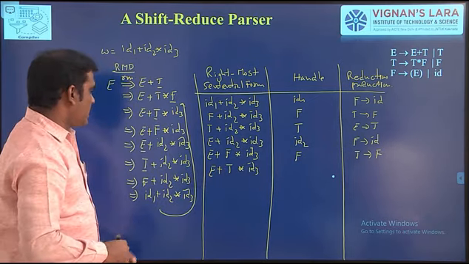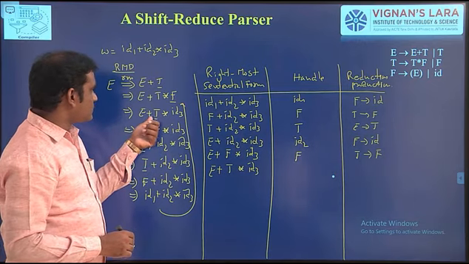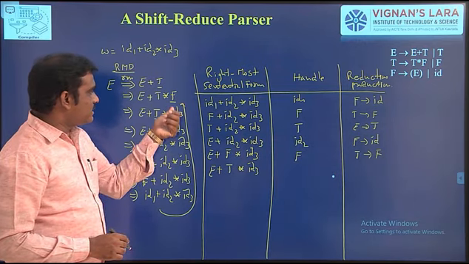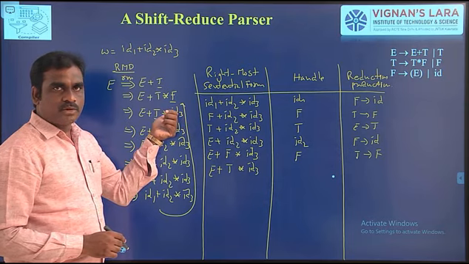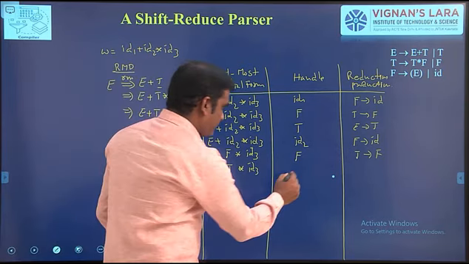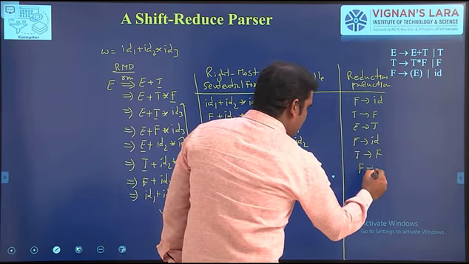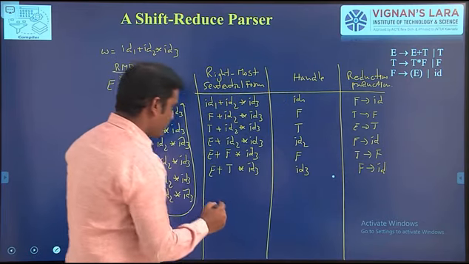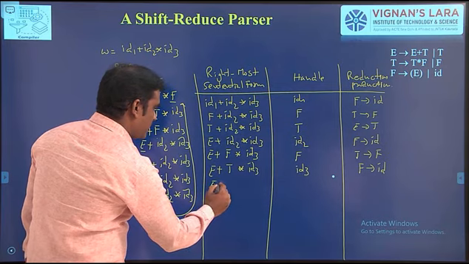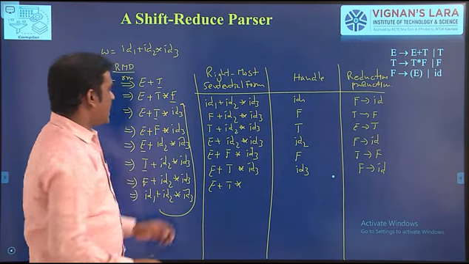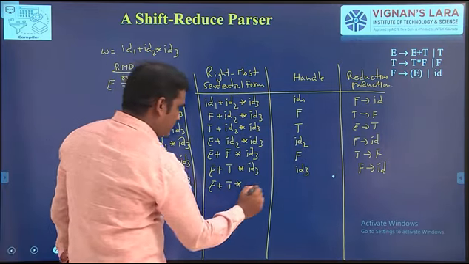And the next one is ID3. F is replaced with ID3. So the handle is ID3, and the reduction production is F to ID. Next one. E plus T star F is replaced with T.